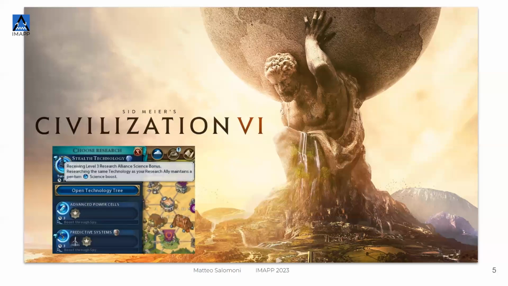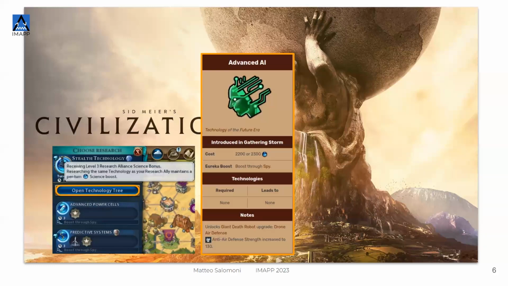So you start from discovering the wheel, and then you develop pottery, mining, and you discover writing, and at some point, at the very latest stages of the game, you have advanced AI, which is something that you will probably see in the seminar that you will have with other people.